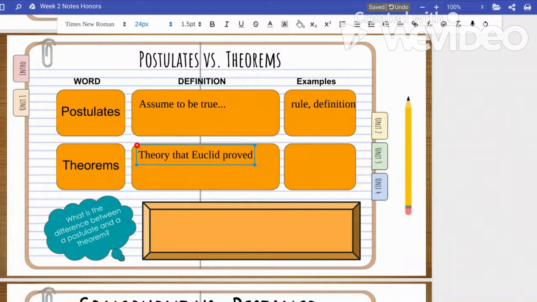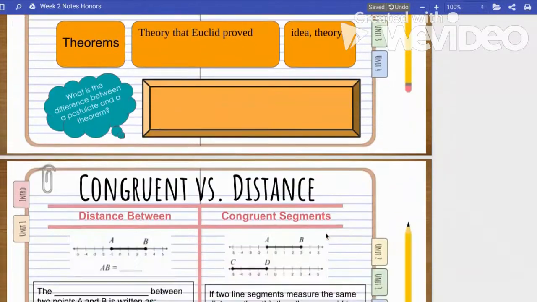Well, the Pythagorean theorem was something that somebody came up with back in the day, Mr. Pythagoras, and he decided, okay, I got this theory, I got this idea. Does this always work? And he tested it out and he proved that the Pythagorean theorem will always be true. Okay, so it's a theory that had to be proven. It's not something we can just take as truth. So it's an idea or a theory. See if you can write the difference between postulate and theorem here in this box.